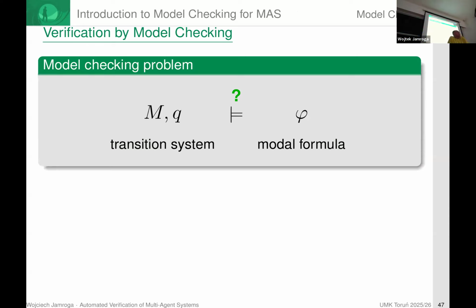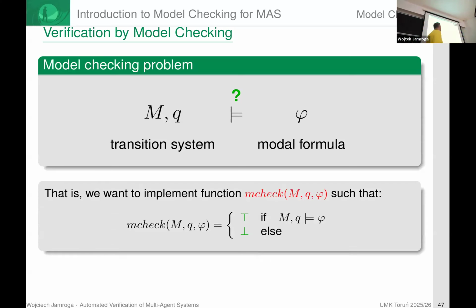So the idea is basically it's like an algorithmic counterpart of the semantic rule. As input we have the transition system, and possibly a point in the transition system, and a formula. And we are supposed to answer the question: does the formula hold in this state of this model? So this is the logical formulation of the problem. This is, let's say, the computer science formulation.